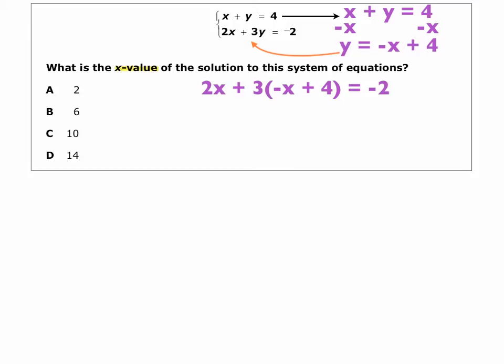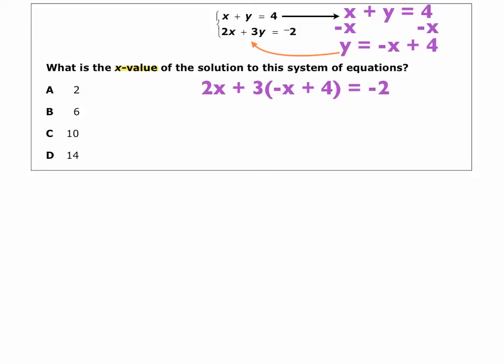The reason why I solved for y in the first equation is that by substituting negative x plus 4 for y, I've eliminated my y's. My y's are no longer there, and I'm only left with x's. Because they want me to find the x value of the solution, that's going to be helpful.